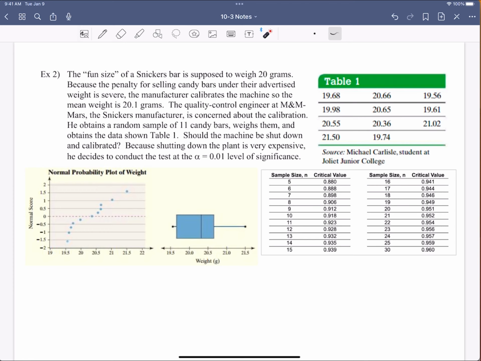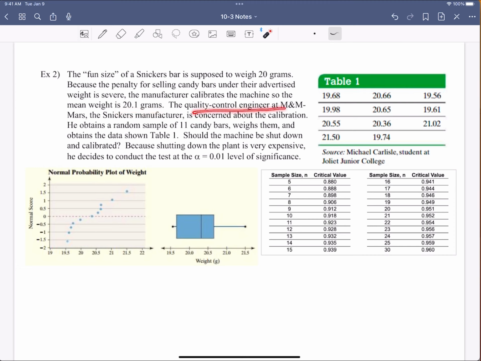So let's read through. The fun size Snickers bar is supposed to weigh 20 grams. That's what it's supposed to be. Because the penalty for selling candy bars under their advertised weight is severe, the manufacturer calibrates the machine so the mean weight is 20.1. So extra super close, right? That's your mean weight. It means it'll be just a little above, just a little below, right? Could be, but right on.